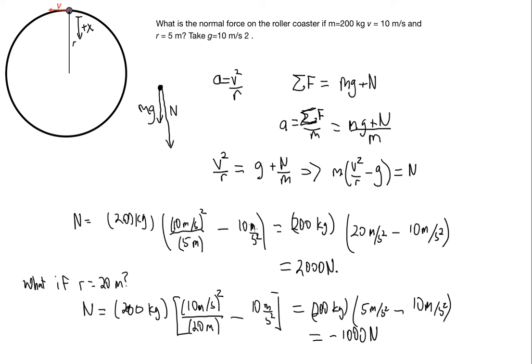Maybe something like glue could exert that force. But what this means is that the negative, since this is less than 0, means the normal force required would be upward. And if that can't happen, we get roller coaster falls off track. And that means lawsuits.